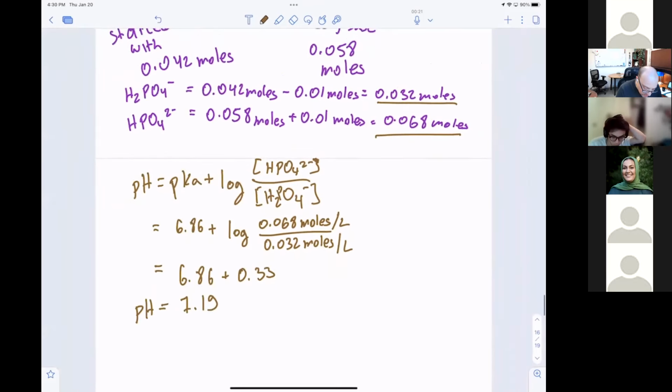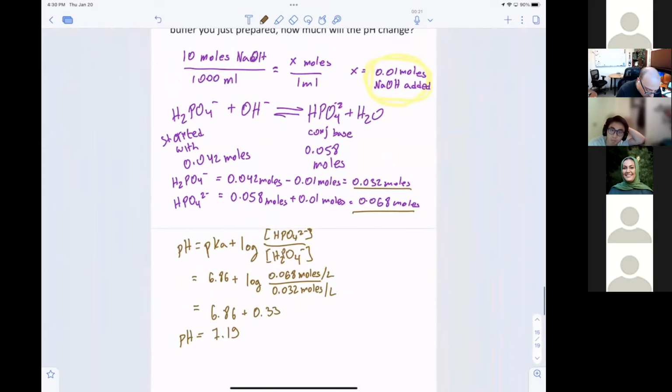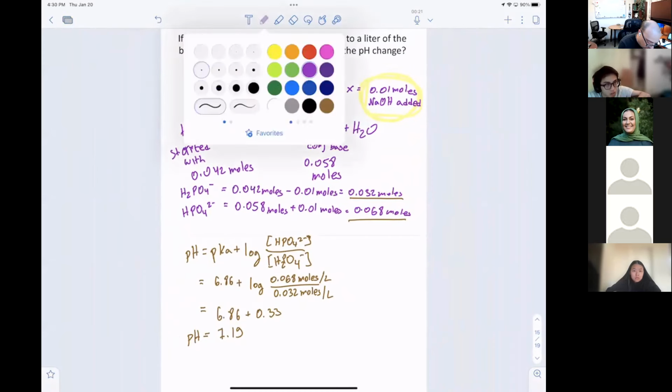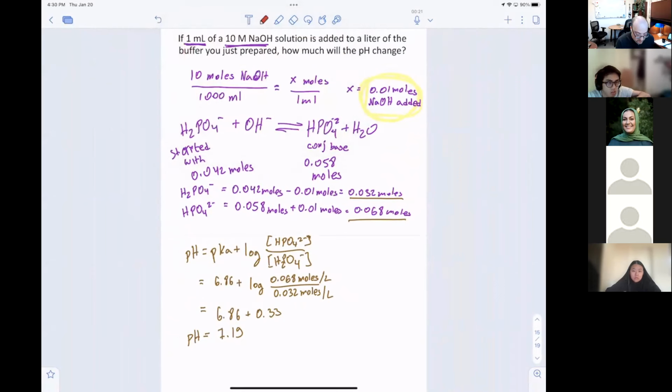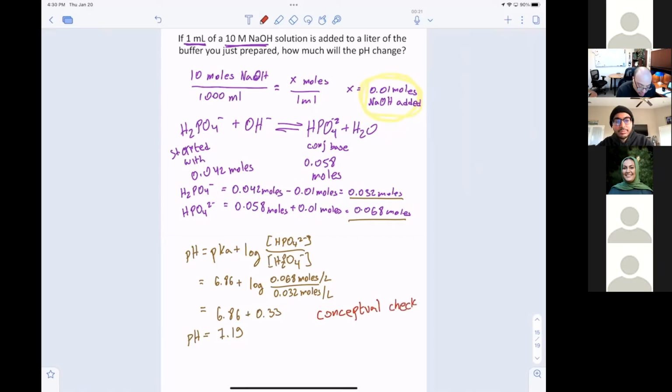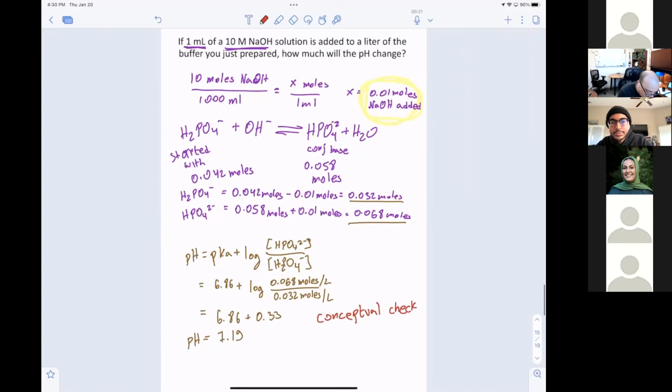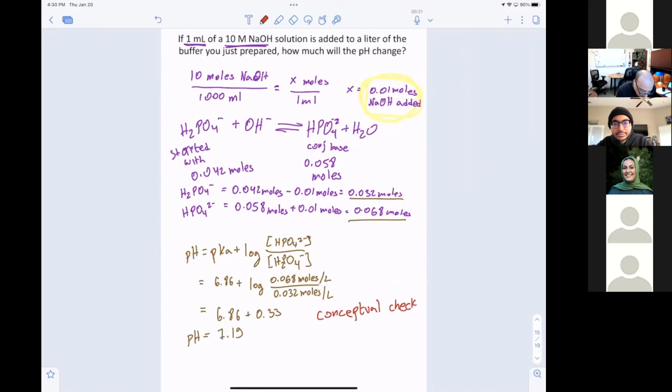Let's go back to the conceptual check. Anyone want to do this conceptual check with me? What's happening here? Does that make sense? Since you're adding base, it makes sense that the pH is increasing. All right, thank you. Yes, absolutely. So, conceptual check. When I do that, this is totally something you need to do. You don't need to write it on the exam, but please keep it in mind when you have the answer. Just go over it and ask, does my answer really make sense? The conceptual check here is that I add a strong base, so my pH has to go higher.